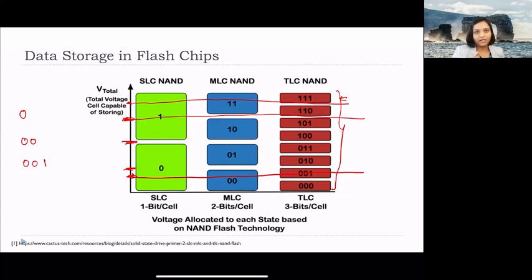With this differentiation idea, like prior knowledge of this differentiation, we can exactly store the number of electrons inside the floating gate to represent that exact data.